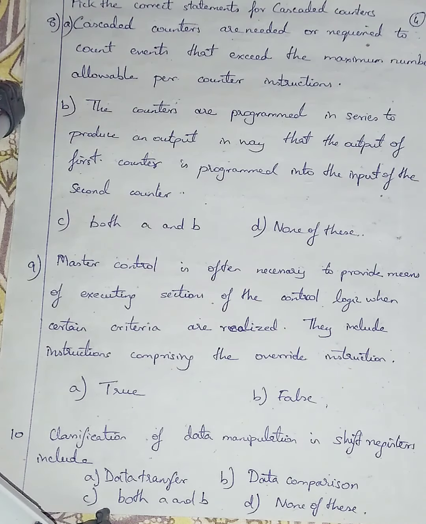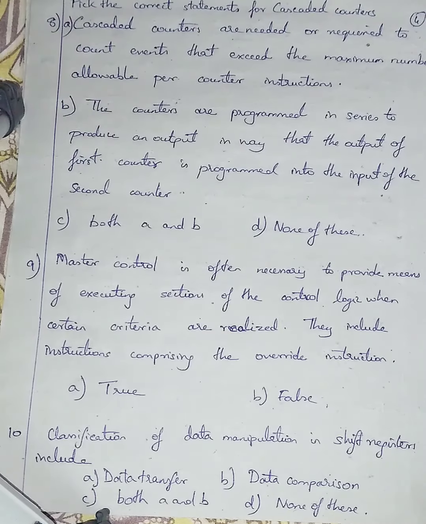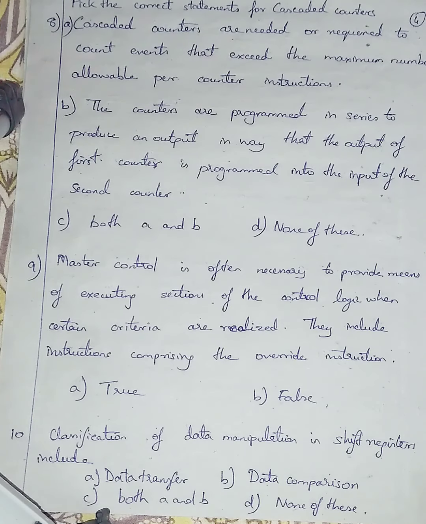Question number 8, pick the correct statements of cascade counters. There is a particular counter called the cascade counter. We'll see what its use is. Option A, cascade counters are required to count events that exceed the maximum number allowed per counter instruction. Generally we have down counters and up counters, but counters can only count up to a particular number. If a counter is of 1000 counts, it can't count above 1000. In such cases, we will be using cascade counters. Using cascade counters, we can count an infinite number of counts.